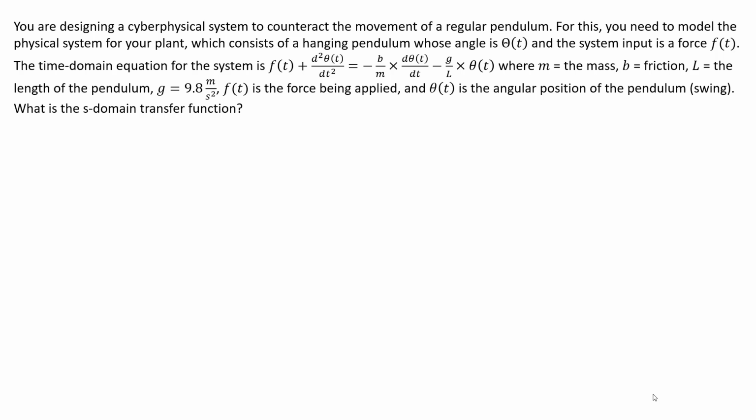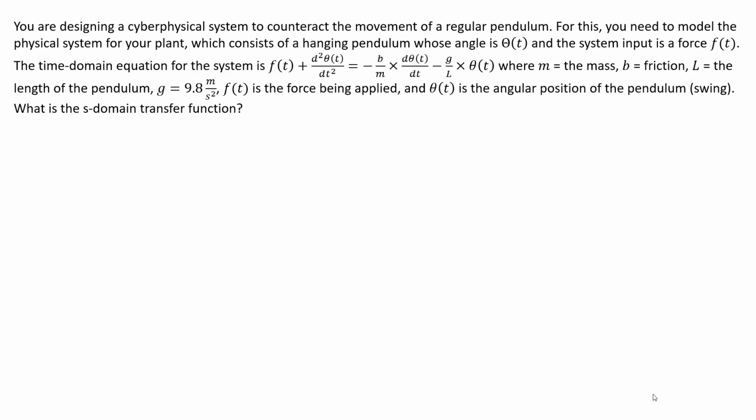So the time domain equation is F plus the second derivative of the angle equals minus B over M, where M is the mass and B is the friction of the pendulum, multiplied by the first derivative of the angle, minus G over L, where G is a gravitational constant and L is the length of the pendulum, multiplied by the angle. I just pulled that; that's just the pendulum equation.